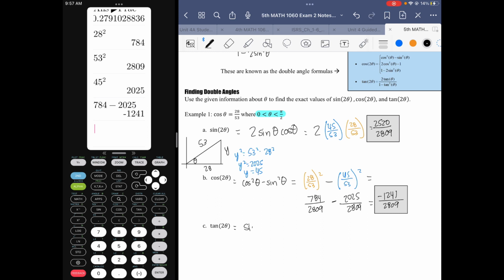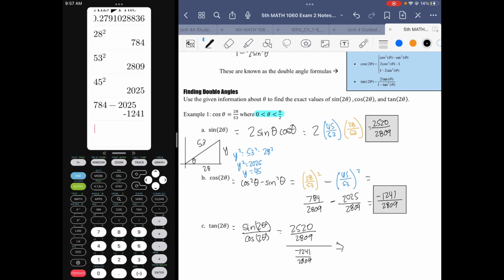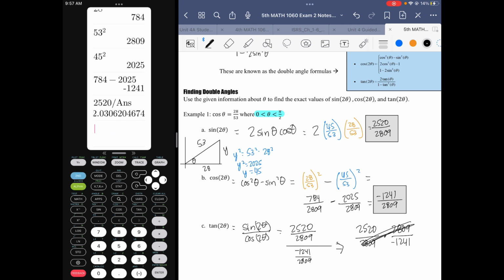Now tangent is, of course, we could use this formula, or we can know that tangent is really just sine over cosine, which makes our life easier because we already have those two values. So we're going to do 2520 over 2809, divide all of that by negative 1241 over 2809. Of course, we can now use keep, change, flip. So 2520 over 2809 multiplied by 2809 over negative 1241. So these cancel. Yay, we love that. And then we would have 2520 over negative 1241.